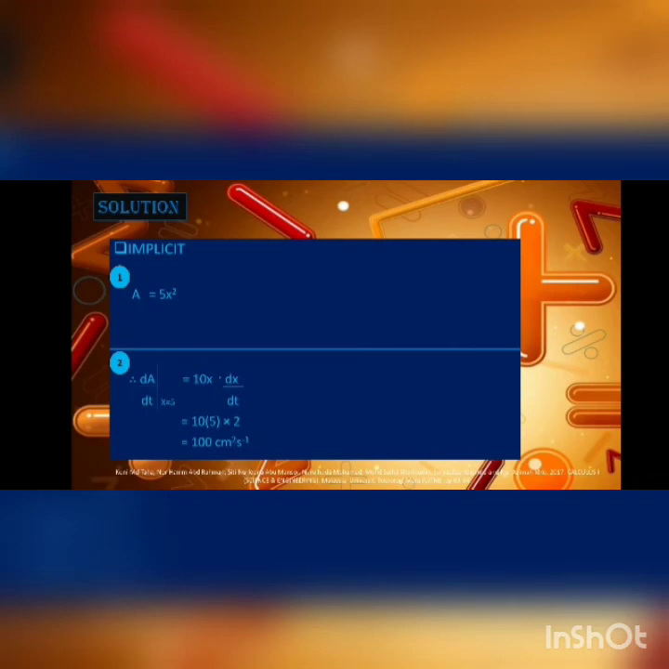So we change the x into 5, so we get 10 multiplied with 5 multiplied with 2, so the answer is 100 cm squared per second. That's all for the implicit solution.